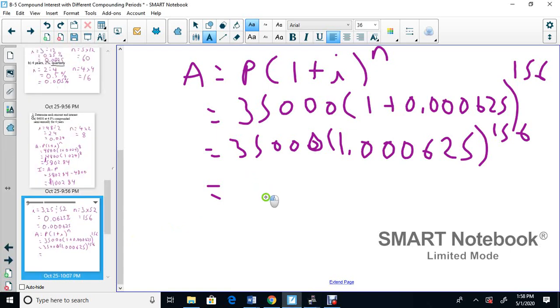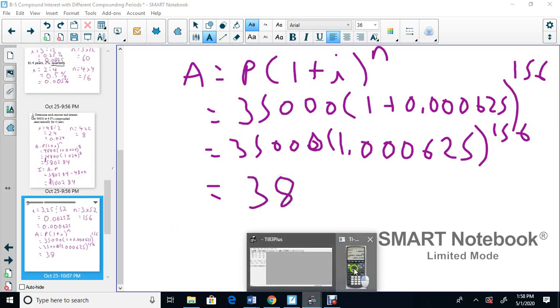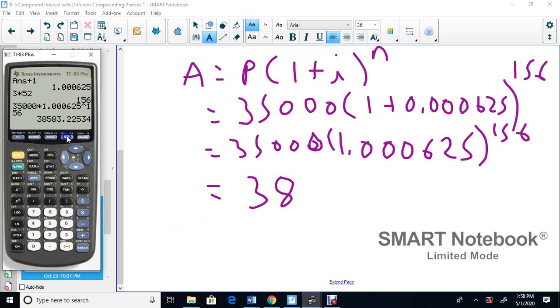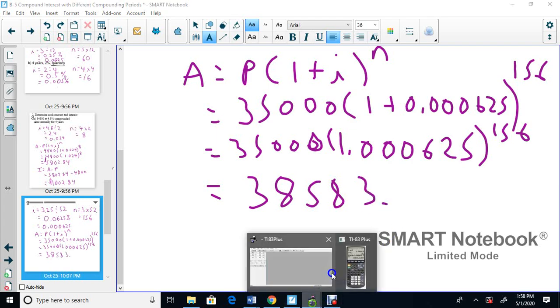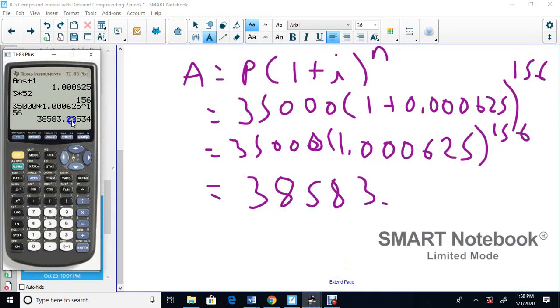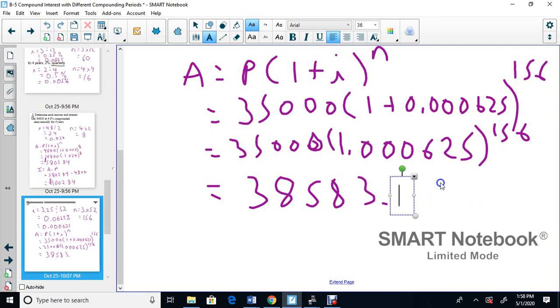And that's 38,583. I wish that would stay on the screen at the same time. 38,583, and we'll get the decimal at the end here. 2025. That 5 rounds that to a 3. So decimal 23 here. So let's go 23. There's our amount in dollars.